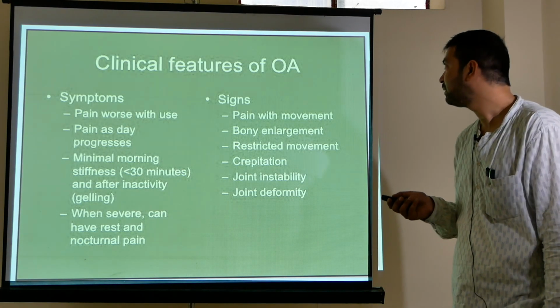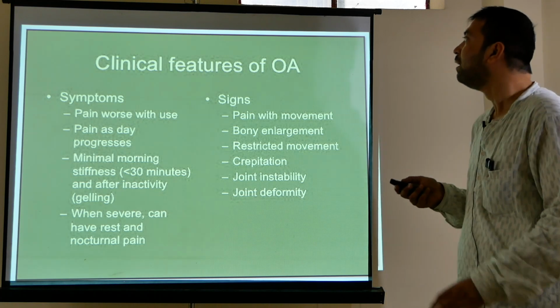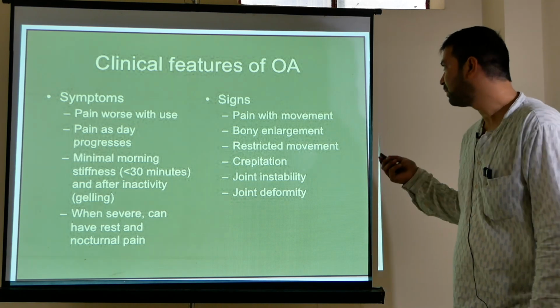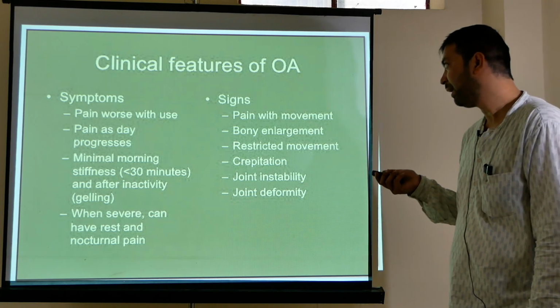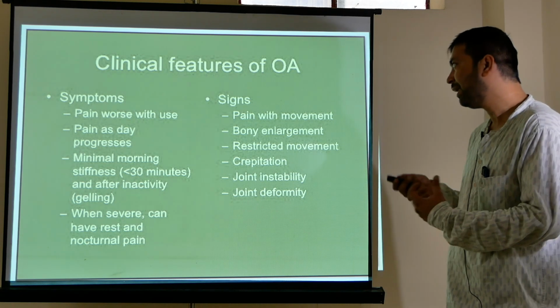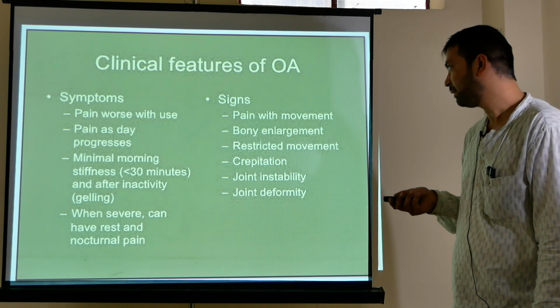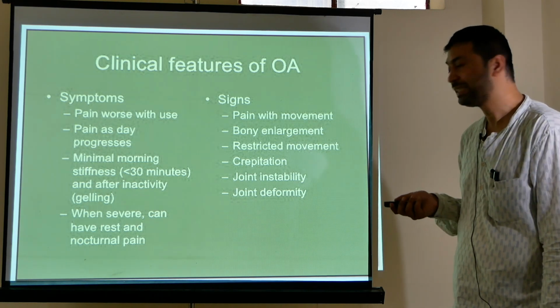So, clinical features of OA: how will you find osteoarthritis clinically? There are a variety of symptoms and signs present. The symptoms mainly are pain worse with use. When you do movement, it will increase pain or discomfort.